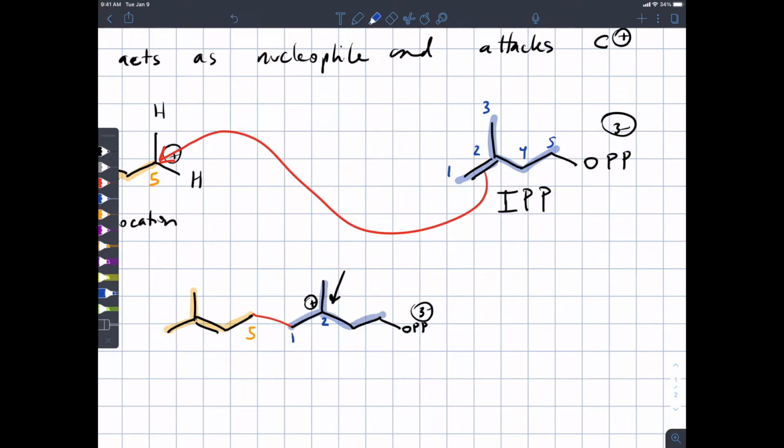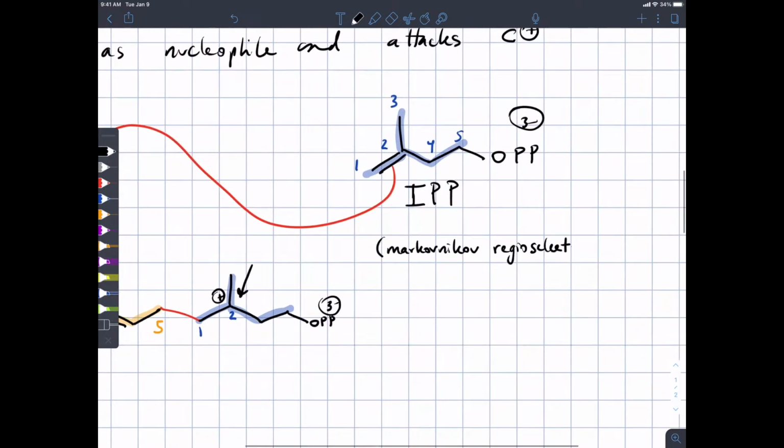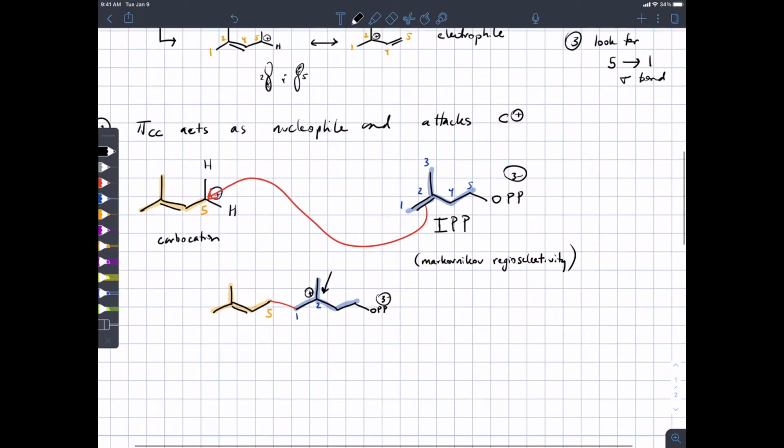This is an example of what you learned in chapter 10, Markovnikov regioselectivity. That is a preference when a pi bond acts as a nucleophile to form the new sigma bond with the less substituted carbon, so that the positive charge can be on the more substituted carbon where it's more stable because of hyperconjugation. Okay? So in a lot of ways, though the players are unfamiliar, that is a classic chapter 10 reaction. All right, questions about making that new sigma bond?